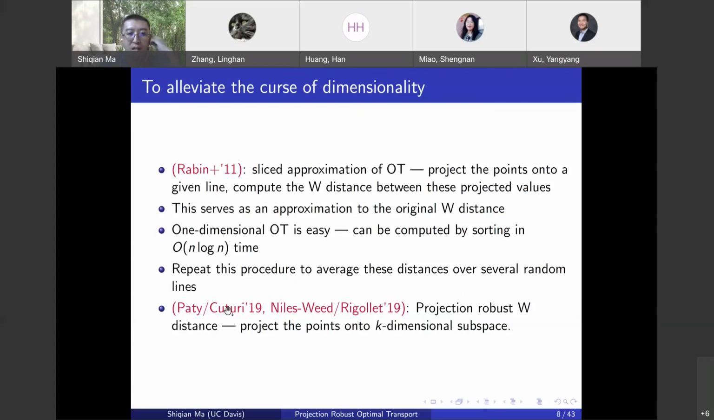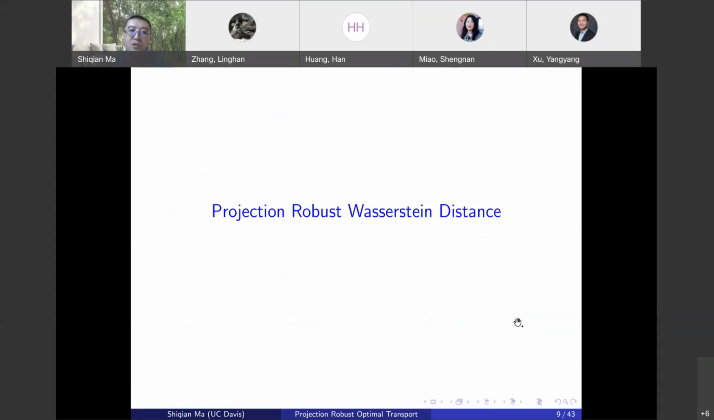Recently, in two papers by Paty and Cuturi and Niles-Weed and Rigollet, they generalized this idea. They suggested to project the data points to a k-dimensional subspace. When you project the data to a given line, it's like you project the data to a one-dimensional space. So then they suggested to project to a k-dimensional subspace, where k is bigger than 1, but k is still very small. And this leads to the projection robust Wasserstein distance.